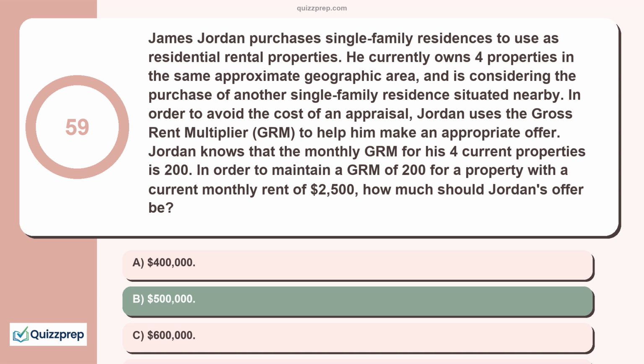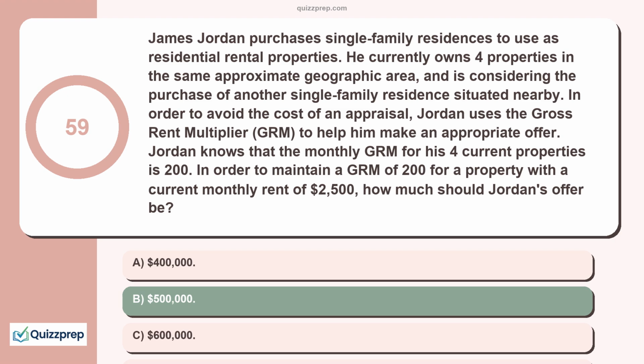A is incorrect. This offer would result in a gross rent multiplier of 160. $400,000 divided by $2,500 equals 160 GRM. If Jordan's 4 other properties in the neighborhood have a gross rent multiplier of 200, it is unlikely that the seller will accept this low an offer.